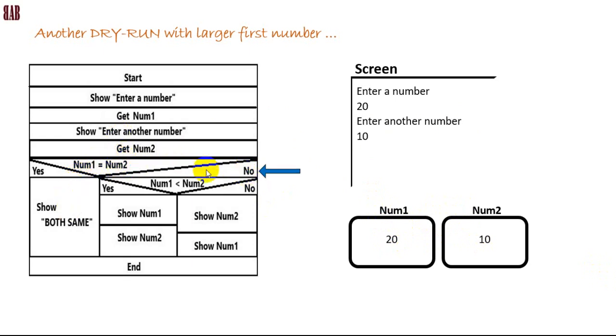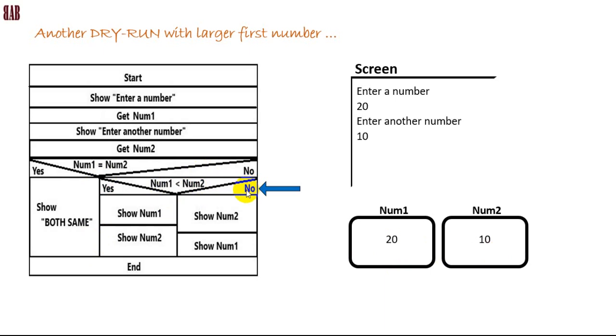And in this side, the no side, is separated by this line. Remember this line. So in the no side, we have another decision box. In this one, we are checking whether num1 is less than num2. Num1 is 20, num2 is 10. Is this less? No. 20 can't be less than 10. So this condition is false, which means no. So it comes to this side.